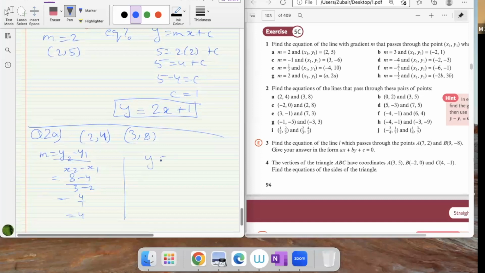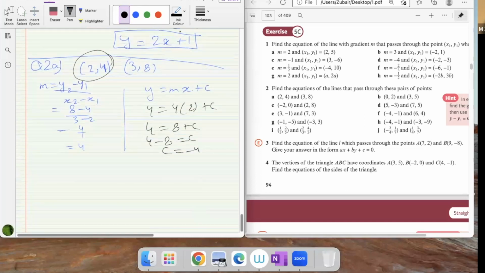So y equals mx plus c. I'm selecting this point. Y is 4, gradient is 4, x is 2 plus c. So 4 equals 8 plus c. 4 minus 8 equals c. C is equal to minus 4. Once done, rewrite the equation. Y is equal to mx plus c. Gradient was 4 and c is minus 4. So this is your equation.